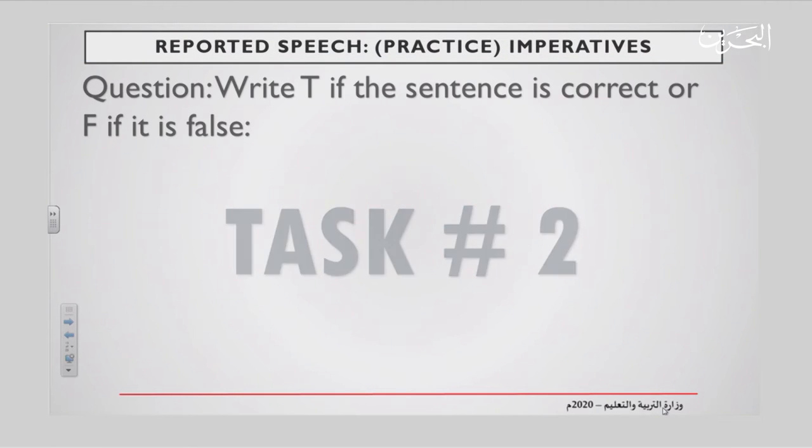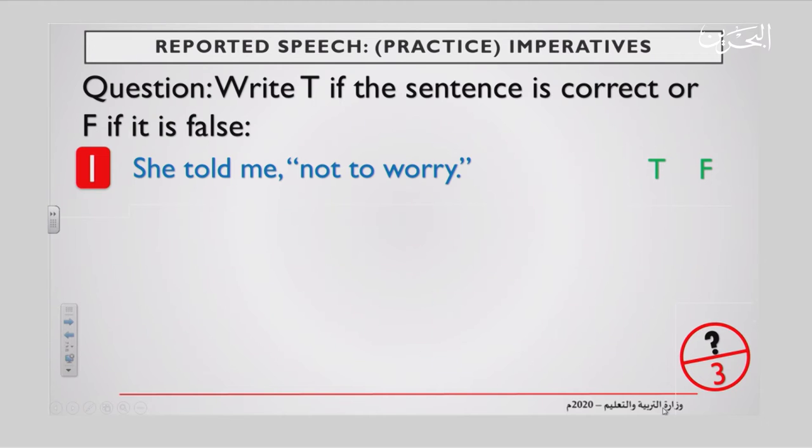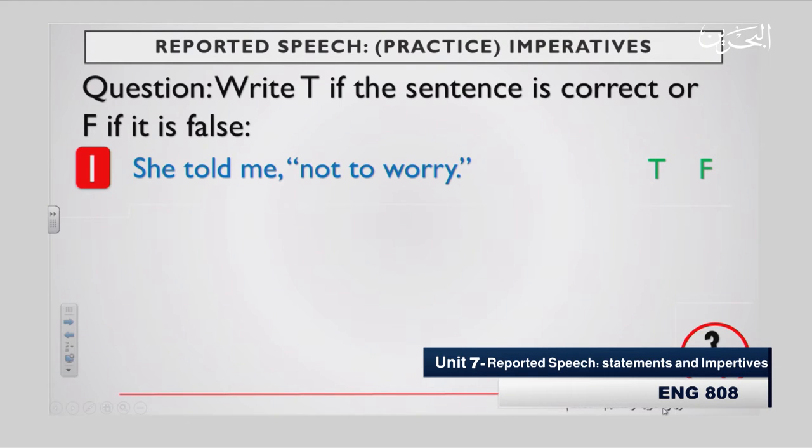Task number two. Write T if the sentence is correct or F if it's false, and you have a mark of 3. Number one, she told me not to worry. If it's correct, circle T. If it's wrong, circle F. We have 5 seconds.